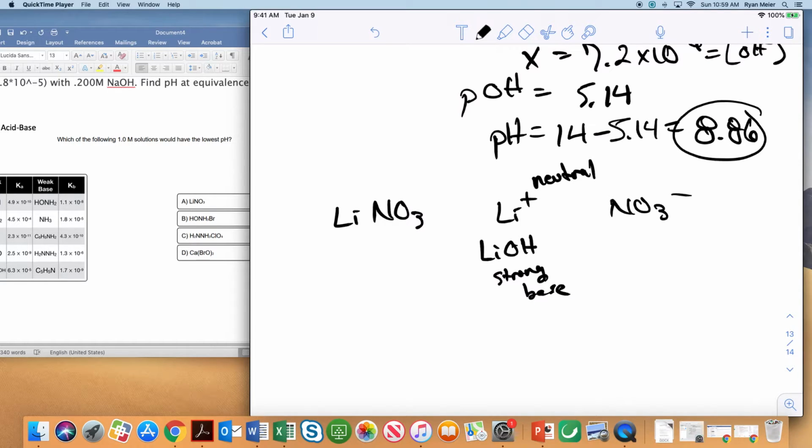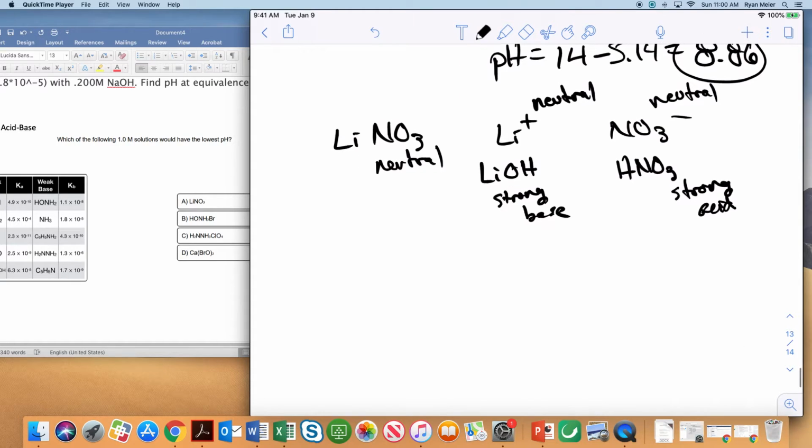For nitrate, the anions I think are easier. You always just add a proton. We get nitric acid, which is a strong acid, which means that nitrate is neutral, which means my whole salt is neutral. So I have a neutral salt for the lithium nitrate.